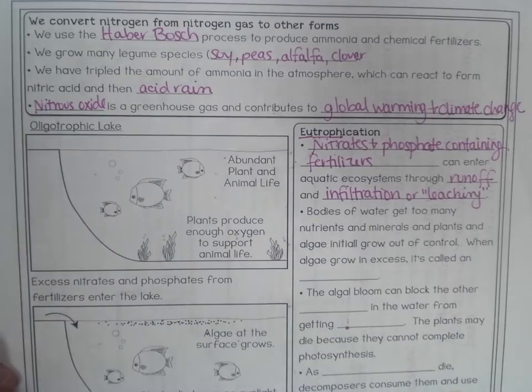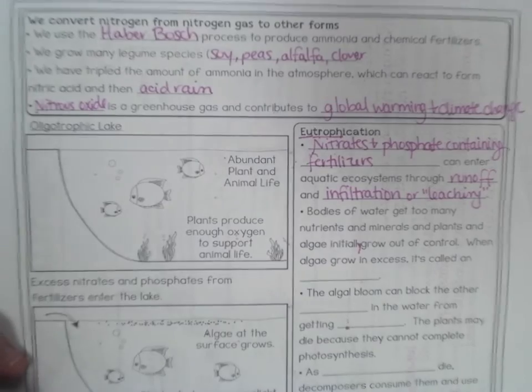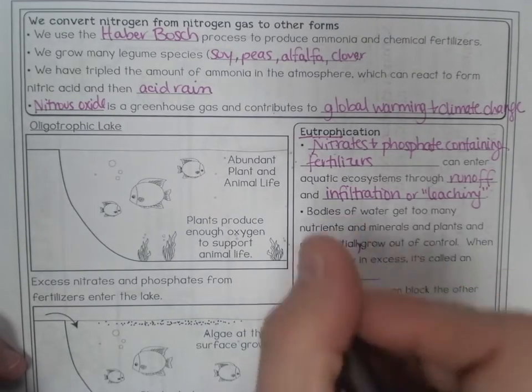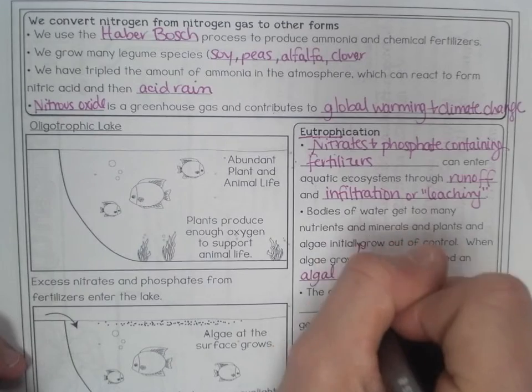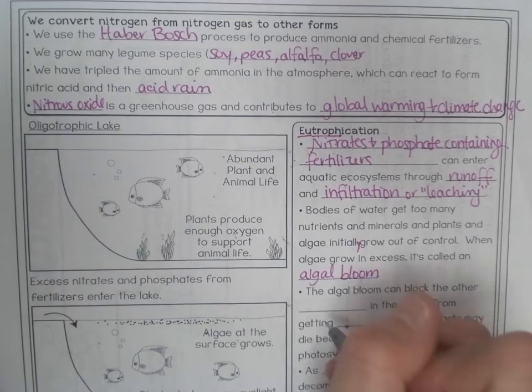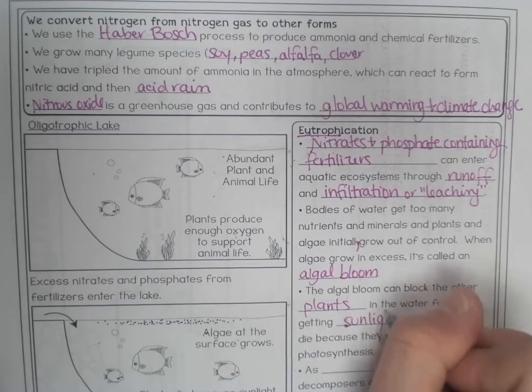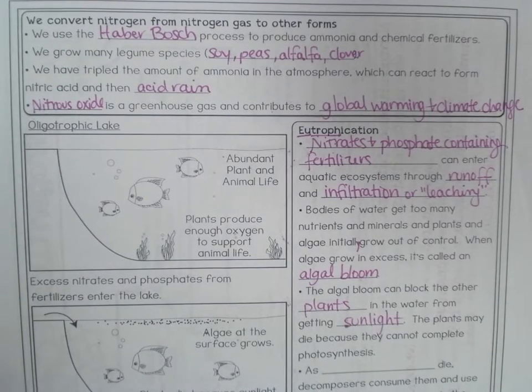Bodies of water get too many nutrients and minerals, and plants and algae initially grow out of control. When algae grow in excess, it's called an algal bloom. The algal bloom then can block the other plants in the water from getting sunlight, and then the plants may die because they cannot complete photosynthesis.